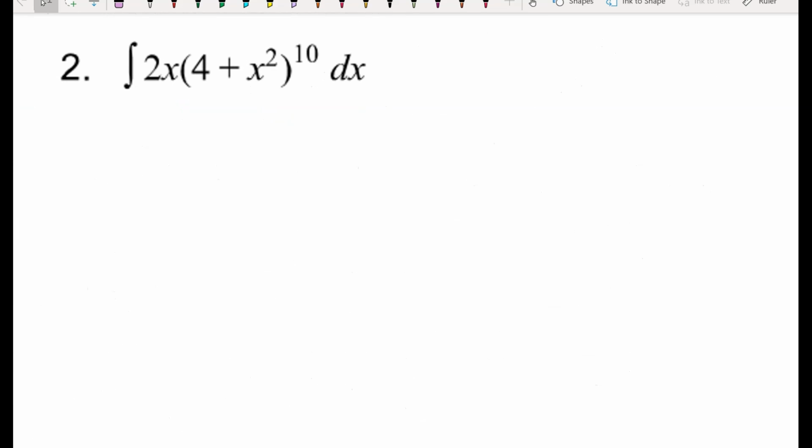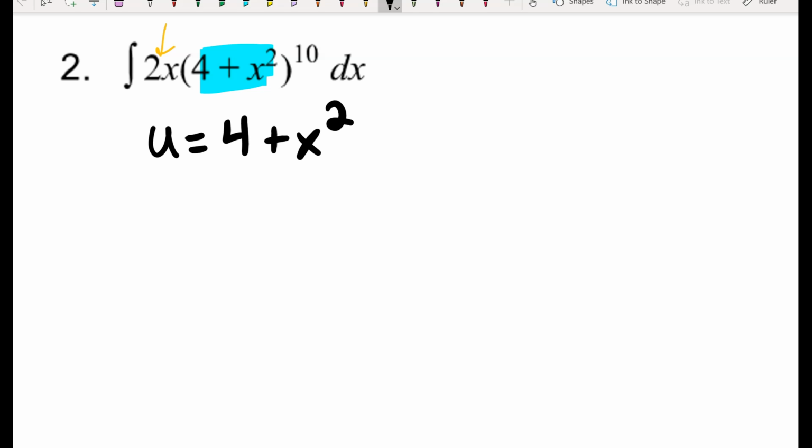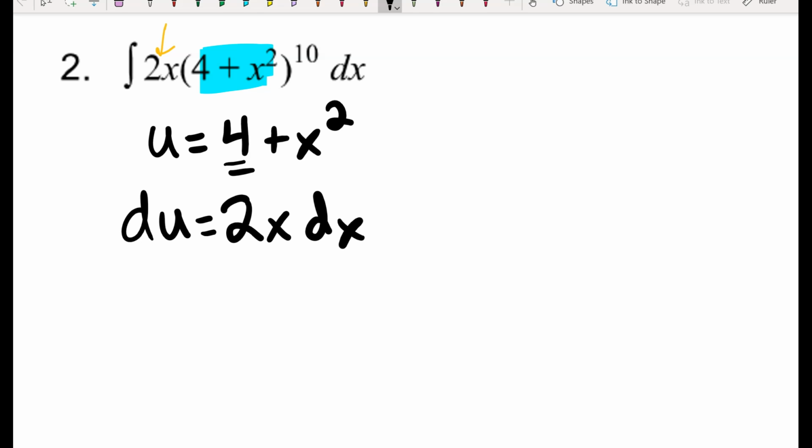For number 2, it looks like 4 plus x squared is a good candidate for who u is, because if I take the derivative of that, I think I'm going to get that 2x anyway. So let's just see what happens. If I let u be equal to 4 plus x squared, take the derivative, du equals, remember the derivative of a constant is 0, so that's just going to go away. For x squared, I could bring down the exponent and subtract 1 from it. And I'm going to bring the dx over.